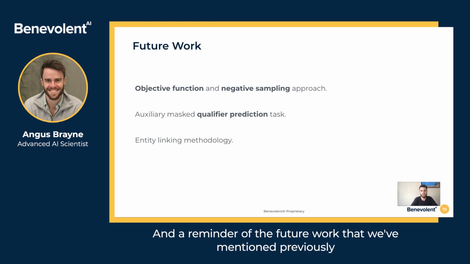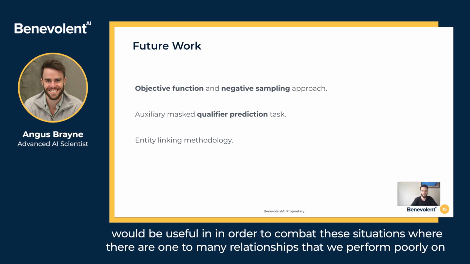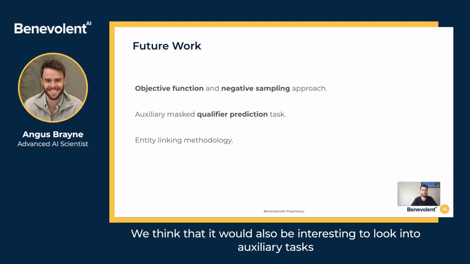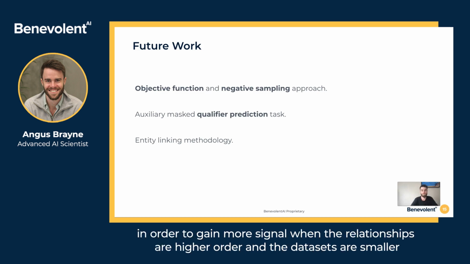And a reminder of the future work that we've mentioned previously, we think that looking into the objective function and negative sampling approach of our language model would be useful in order to combat these situations where there are one-to-many relationships that we perform poorly on. We think that it would also be interesting to look into auxiliary tasks and auxiliary loss functions in order to gain more signal when the relationships are higher order and the datasets are smaller.